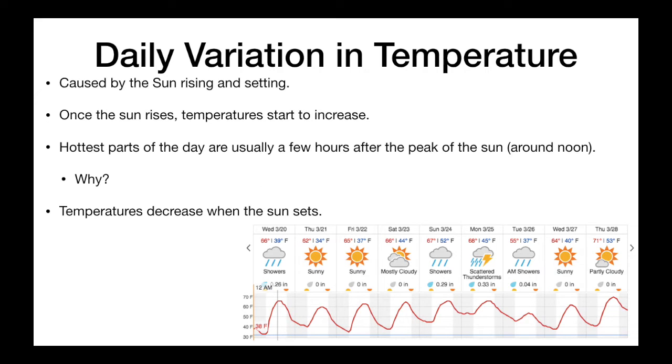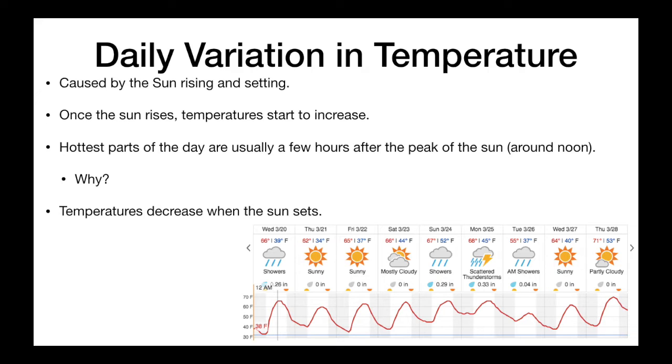So we mentioned that temperatures vary throughout the course of the day. This is caused by the sun rising and setting. When the sun comes up, you start getting heat and energy from the sun, warming the air around you and warming the ground. Once the sun rises, your temperatures start to increase. If you look at the graph at the bottom of the screen, that's our 10-day forecast in Oxford at the time that I was filming this, and you can see that the red line is the daily temperature change, and it goes up and down and up and down.